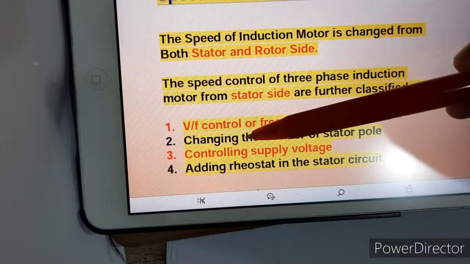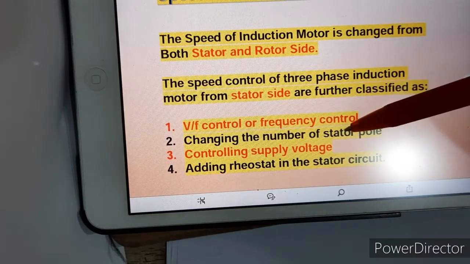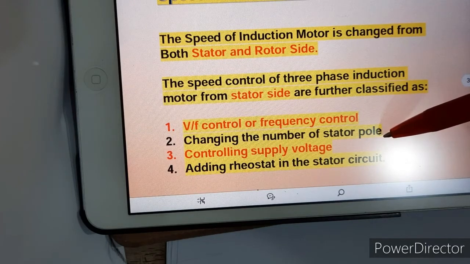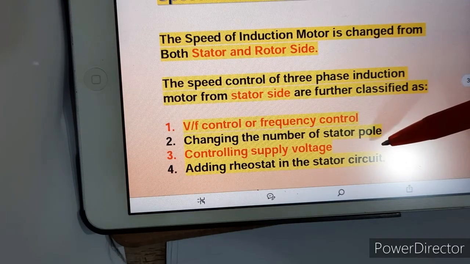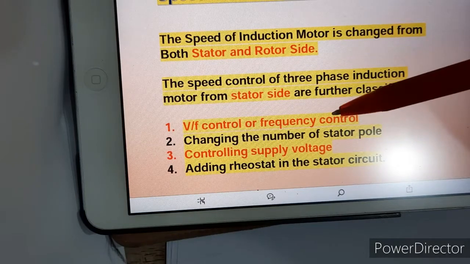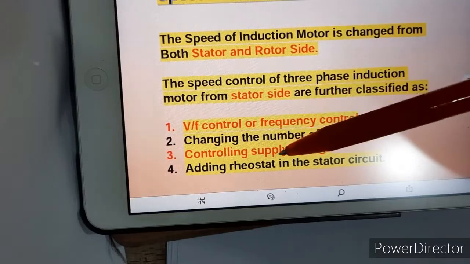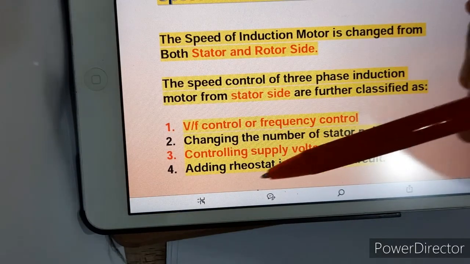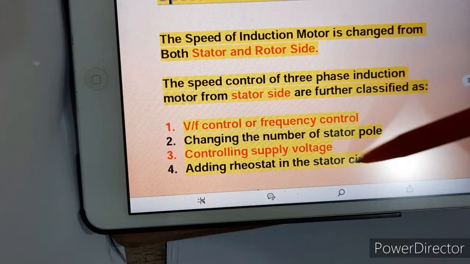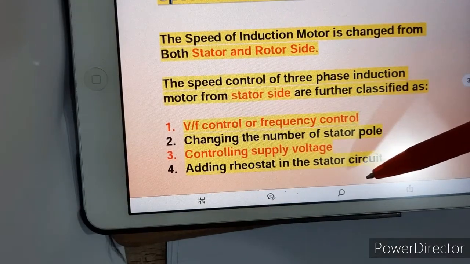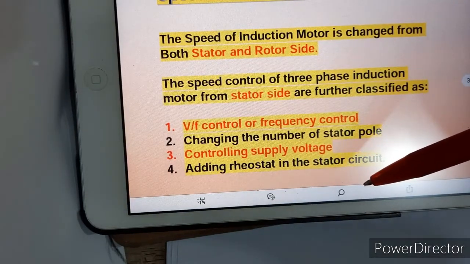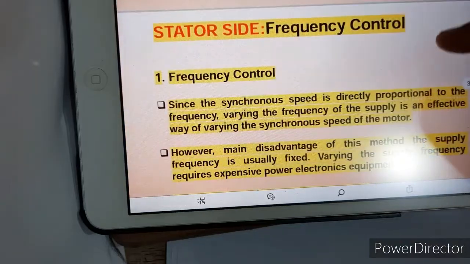The second method, changing the number of stator poles, for this syllabus we just cover in terms of theory. But the other three methods, V/F ratio, controlling supply voltage, and adding a rheostat in the stator circuit, there will be calculations involved.